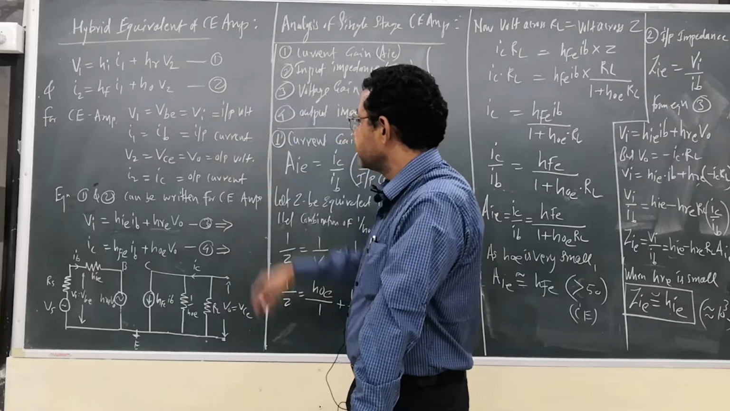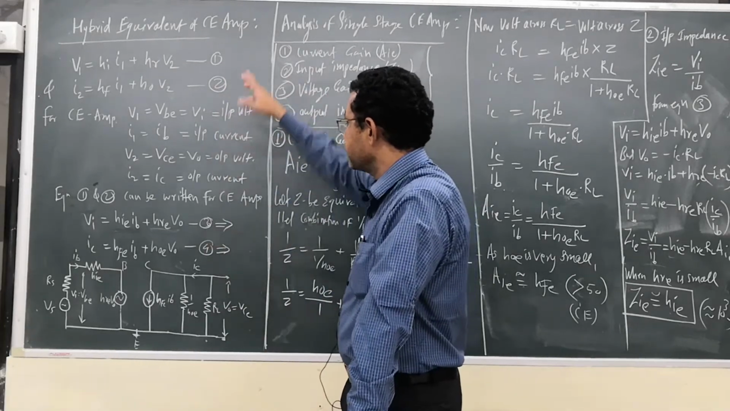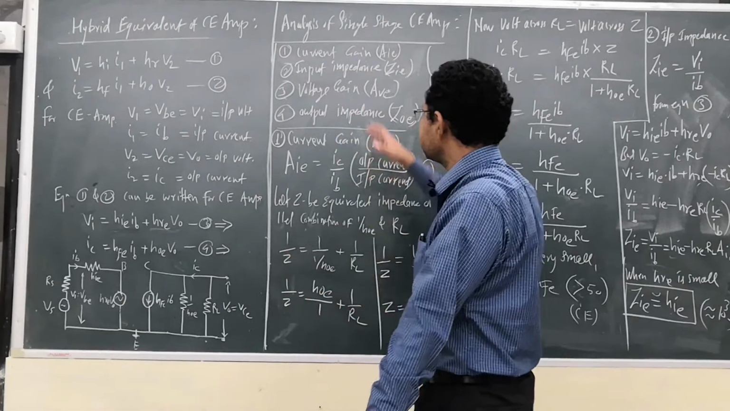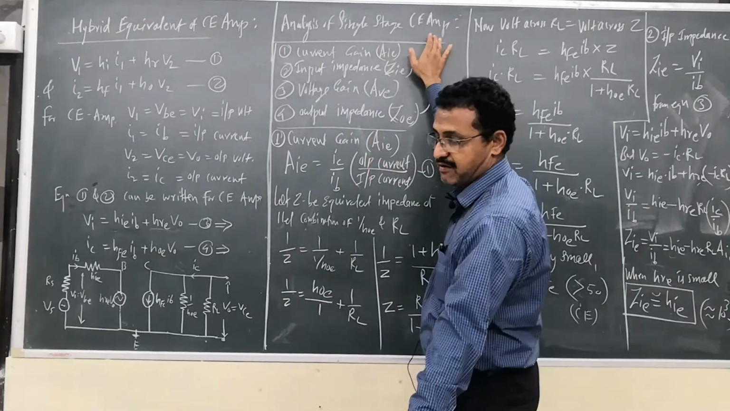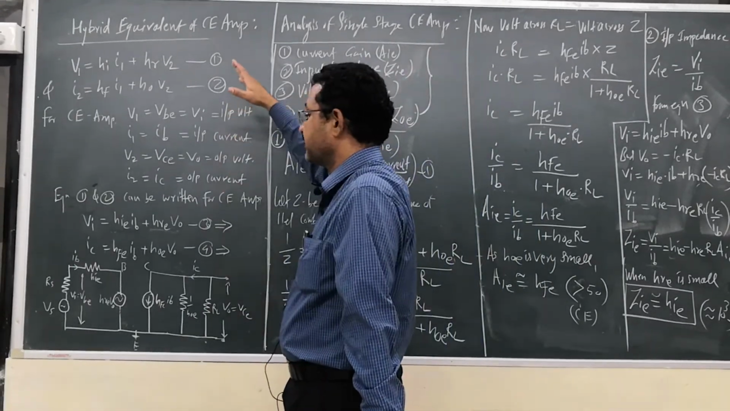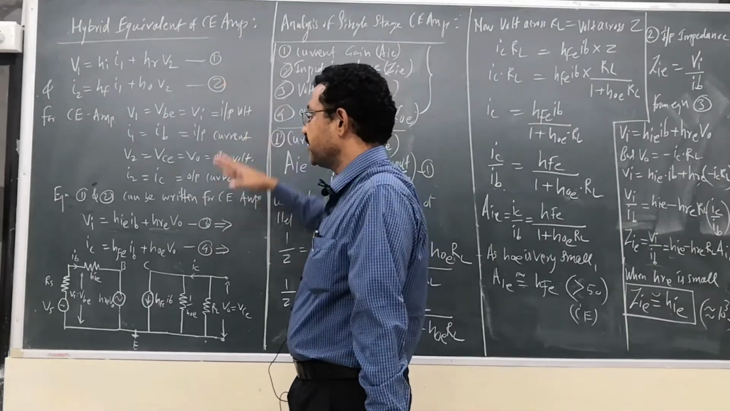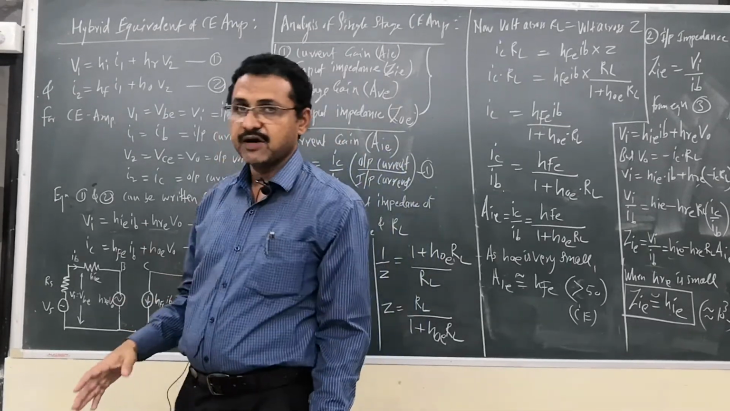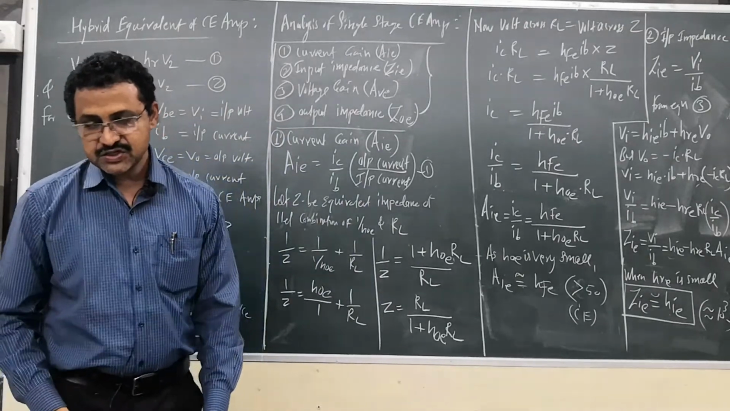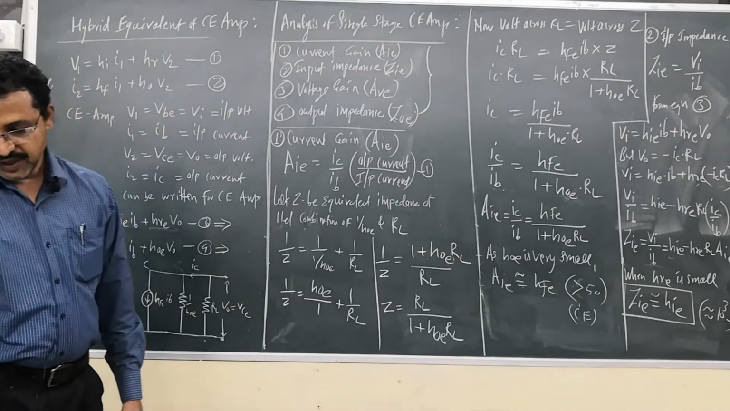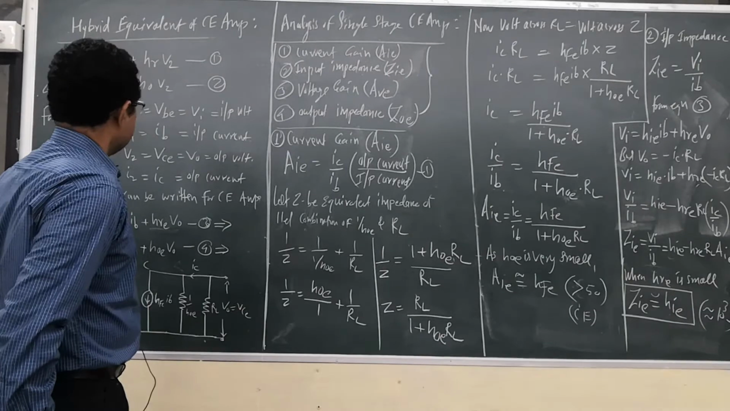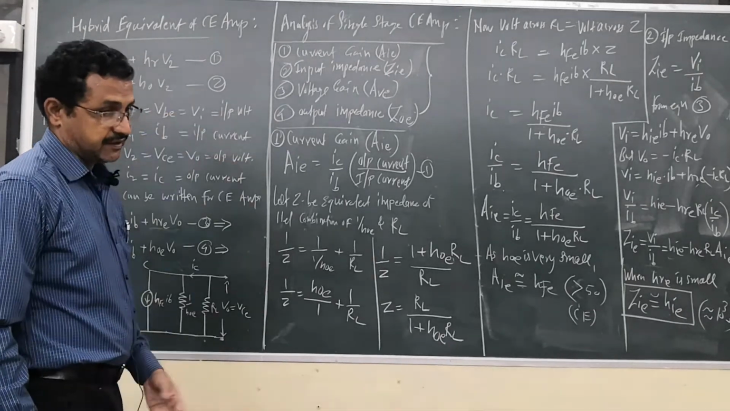This hybrid equivalent circuit we have to draw for the CE amplifier, and then we will also discuss the analysis of the single stage CE amplifier. So before starting, we must know what the hybrid equivalent model of the CE amplifier is. We have already discussed the hybrid equivalent model for the 2-port network, and the transistor is also a 2-port network. So today we are going to conduct the hybrid equivalent of the CE amplifier.